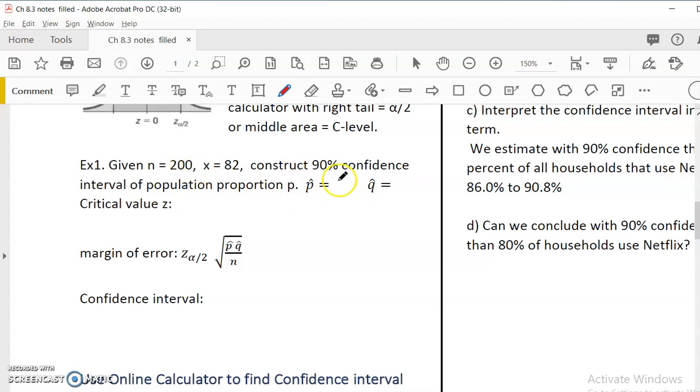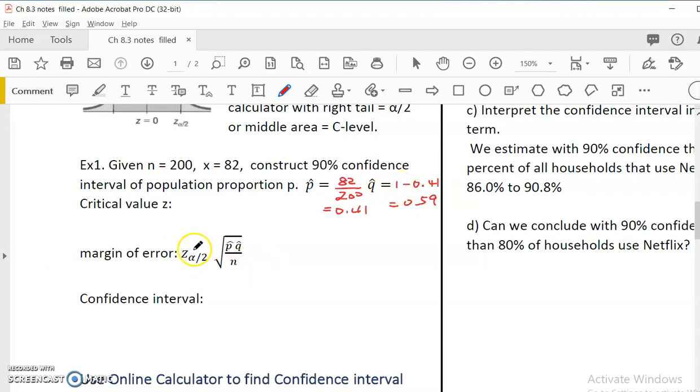In this particular sample, p hat is 82 over 200, right? And we cannot find p because that involves counting everyone in the population. So 82 over 200 in decimal is 0.41. q hat would be 1 minus 0.41. That means it's not whatever I'm counting. So 1 minus 0.41 would be 0.59.